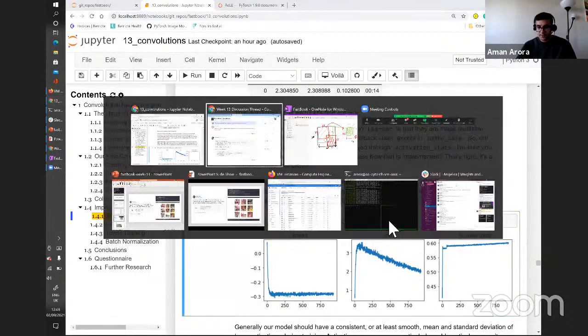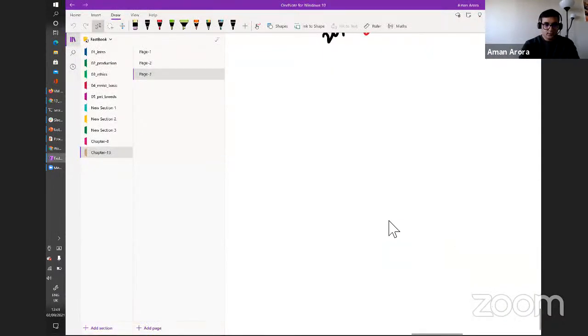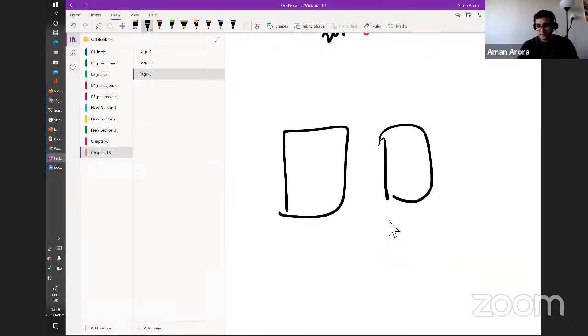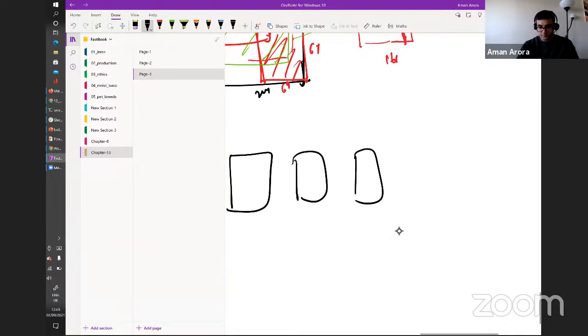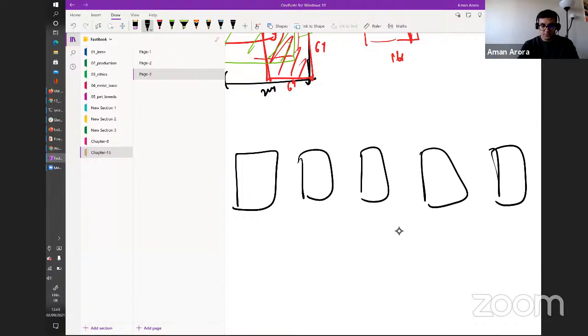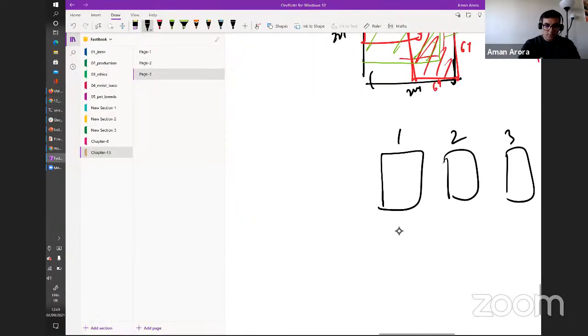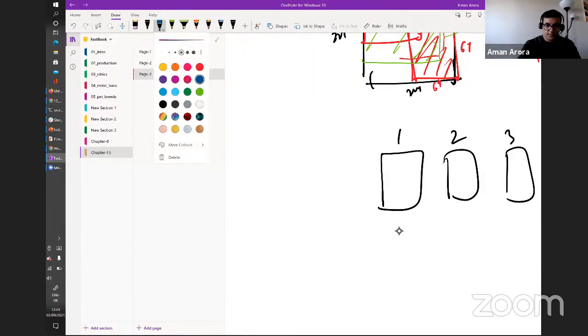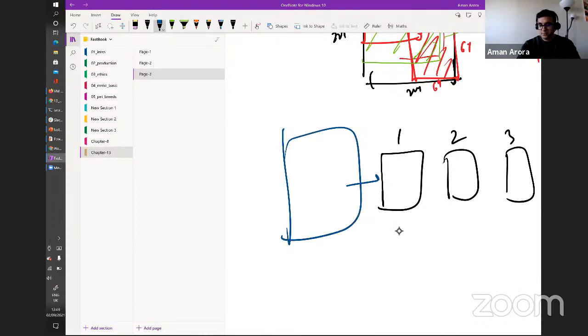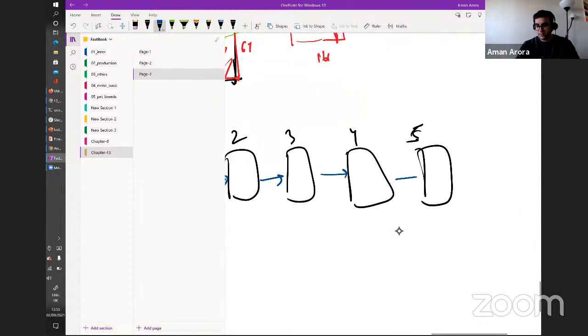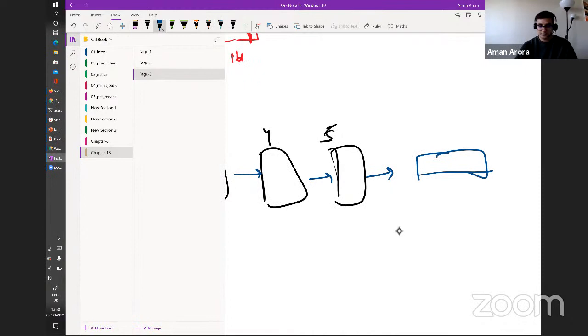So remember what I said? I said this is 5 layers deep. So 1, 2, 3, 4, and 5, right? I'm just going to call this 1, 2, 3, 4, 5. And remember, I would have an input image, and this input image would go all the way through my network to give me some output, correct?